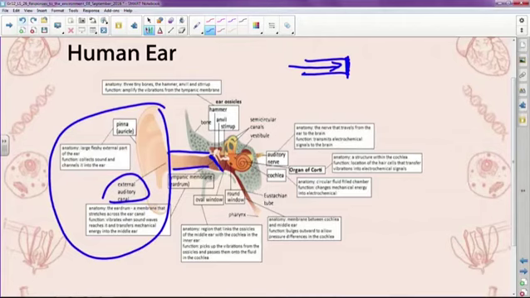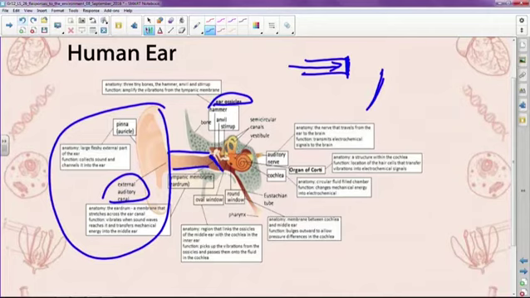The eardrum vibrates. When it moves slowly, it gives those deep bass sounds. When it moves fast, it's the high-pitched sounds. Now, that eardrum is joined to three ear ossicles. So it's bones, and they're known as the hammer, anvil, and stirrup.